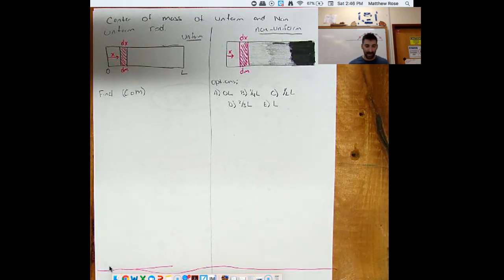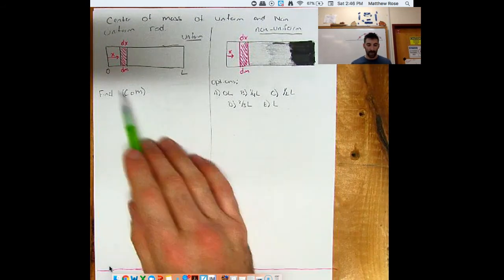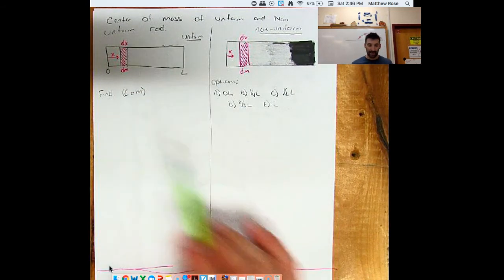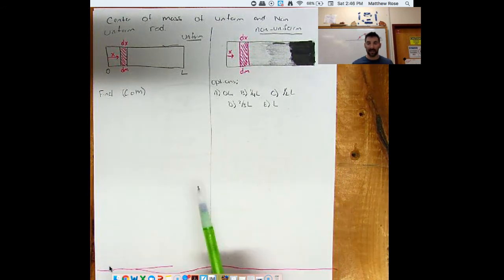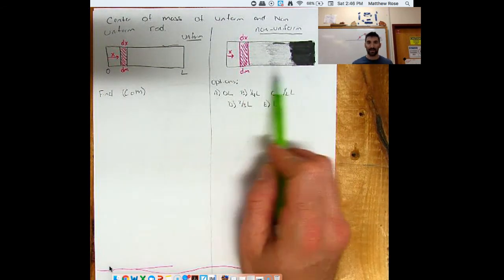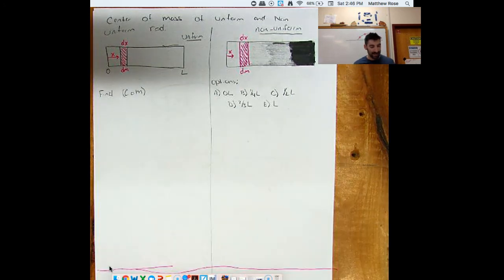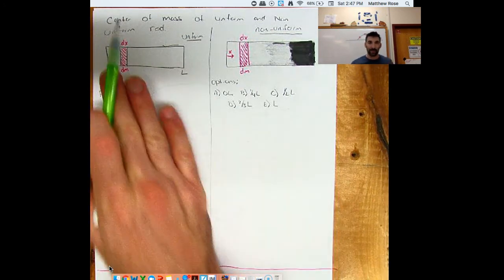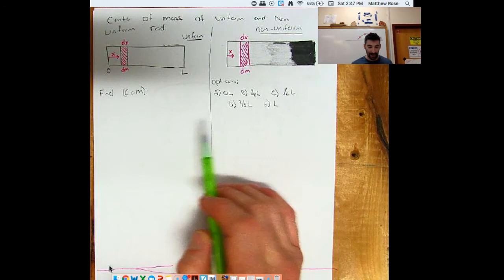Kind of the same example, just two different ways. We're going to look at the center of mass about something that has a uniform mass density versus something that has a non-uniform mass density. So that's kind of our goal. Obviously, we're going to start with the easier one, the uniform mass density.